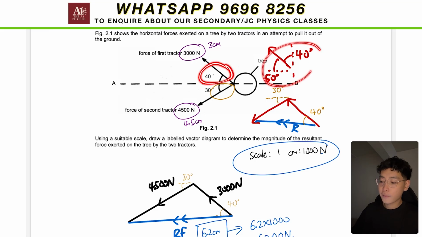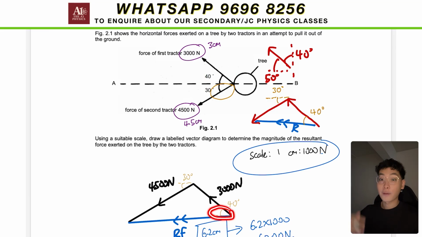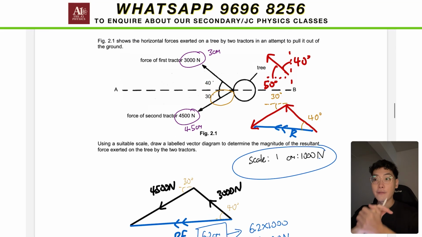So these two are different, okay? So if it's 40 degrees from the horizontal, you make sure that your drawing is also 40 degrees from the horizontal. So yeah, that's just a brief run through on how to draw vector diagrams. Okay, in the next section, I'm gonna go into a different kind of question that they'll ask you.